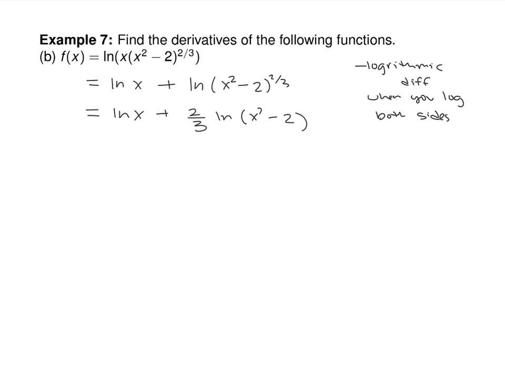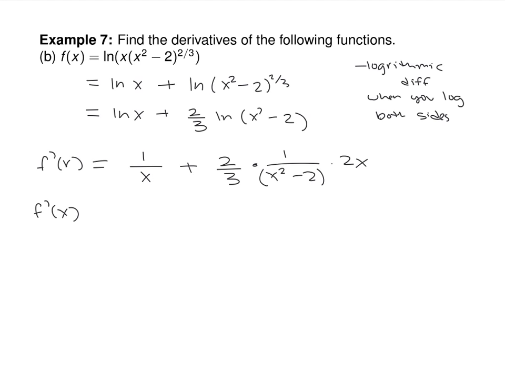Okay, now is the derivative going to be very hard? ln x's derivative is 1 over x, plus 2/3 times 4x squared over 3x squared minus 2. I'm probably going to ask you to simplify this as well because it's not super difficult.